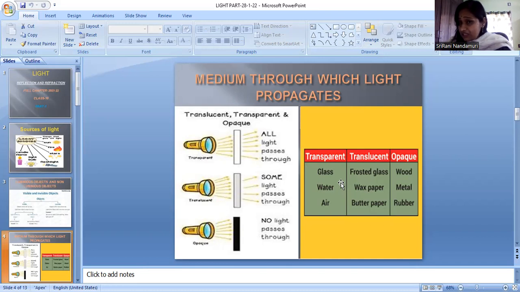Transparent examples are glass, water, and air. Translucent examples are frosted glass, wax paper, and butter paper. Opaque objects, one of the best examples, is wood. Does wood allow light to pass? No. So wood is an example of opaque objects. Metal is an example. Rubber is an example for opaque objects. Right, children?